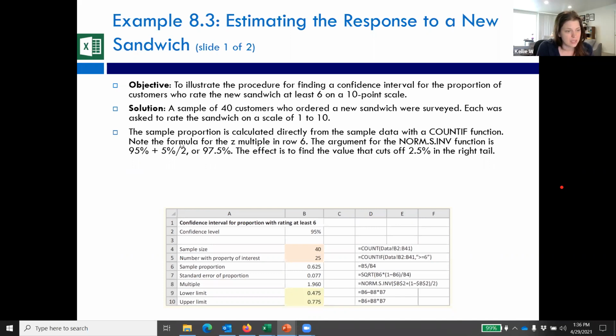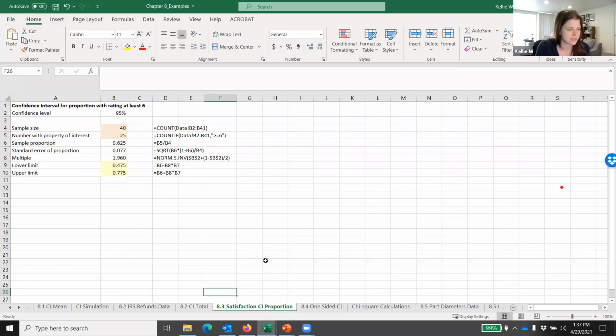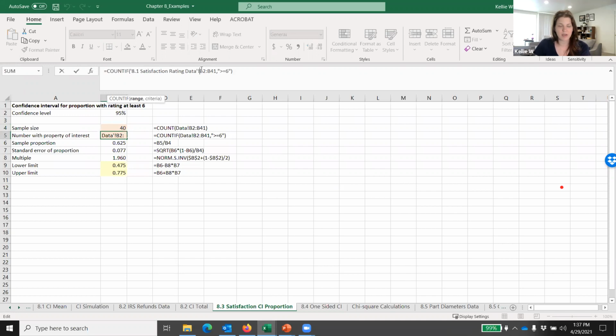Okay, let's just look at this in here. I think sometimes when they put this stuff in writing, it's actually worse. Okay, so the confidence level is still 95%. Our sample size is the same; we're counting all of the data. For the number of customers who rated six or higher, we can use that handy COUNTIF function. We're still looking at this data, but we're just saying only count it if it's greater than or equal to six. So the range of data and the criteria, and when we do that, we get 25.